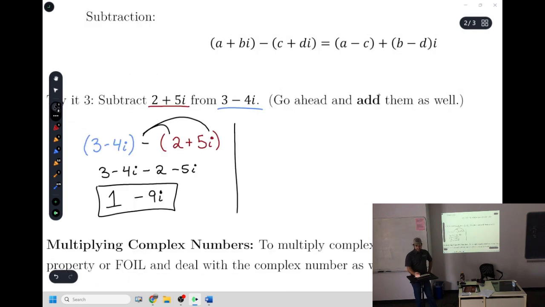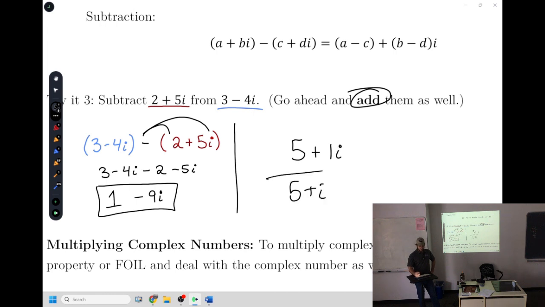And then I wrote this because today's going to be such a short day, so let's go ahead and add them just to see what happens. Anybody can do that without even writing any words? 5 plus 1i, which is really just 5 plus i. Not even have to do any work.